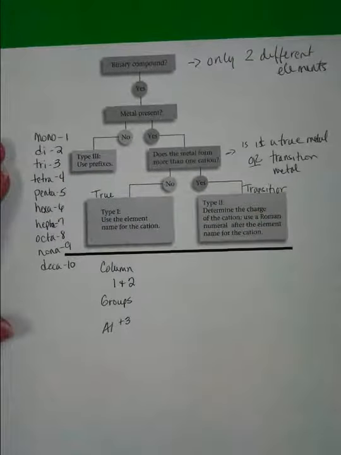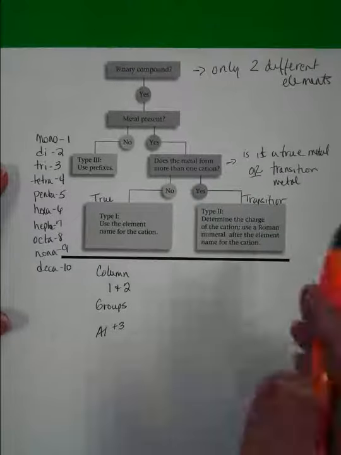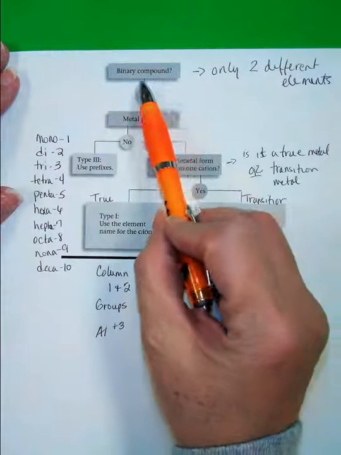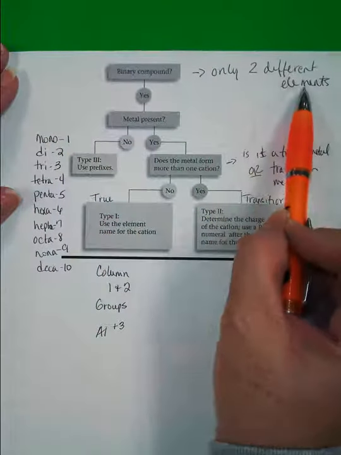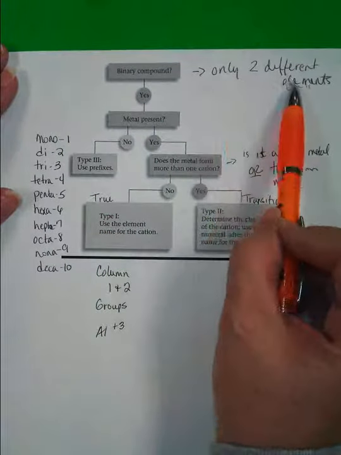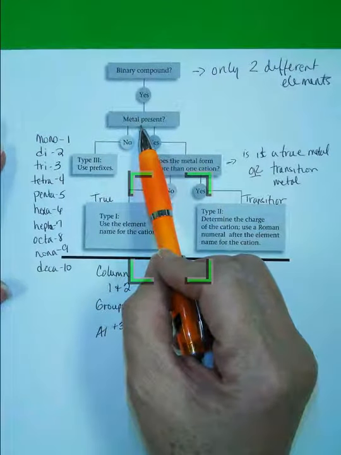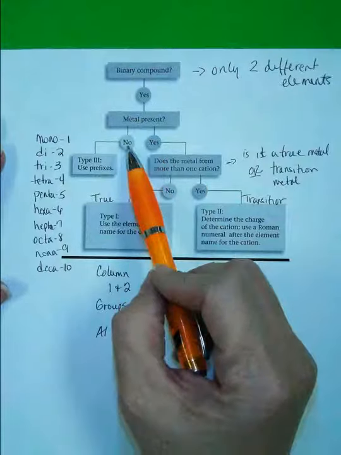So remember, the first thing that we always ask ourselves is, is it binary? So is it a binary compound? Remember, binary means only two different elements, and that's it. So two different elements, so yes, it's binary. Then we ask ourselves, is there a metal present? If the answer is no, it's an easy one.